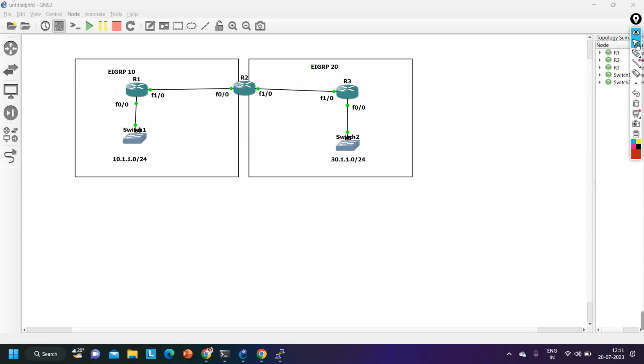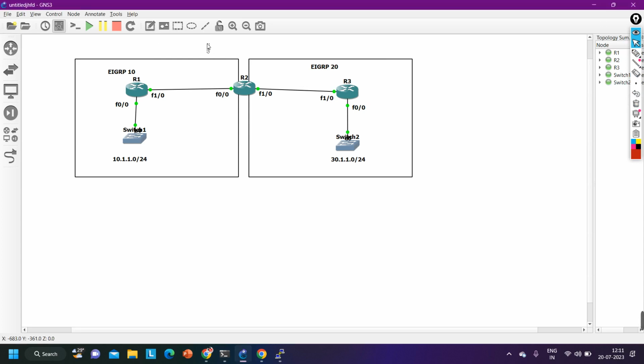So here we have one concept of redistribution. Redistribution means redistributing two different routing domain prefixes into each other. Getting my point? Router number 2 has both prefixes, 30 as well as 10. But router 2 is not forwarding 10 prefixes into this domain and 30 prefixes into this domain. 10 prefixes are not coming in this domain and 30 prefixes are not coming in this domain. 30 prefixes are not coming into EIGRP 10.